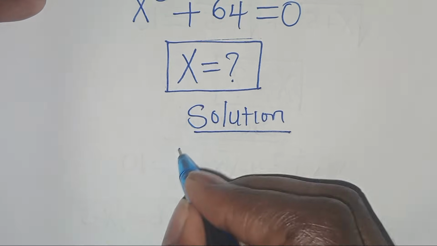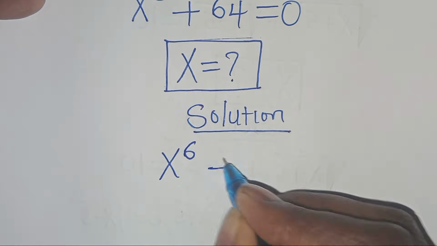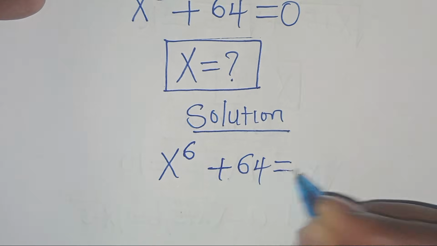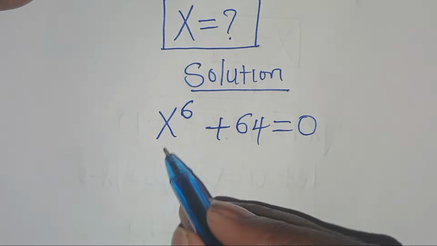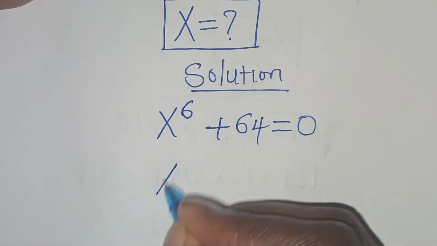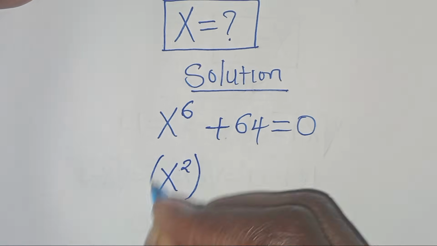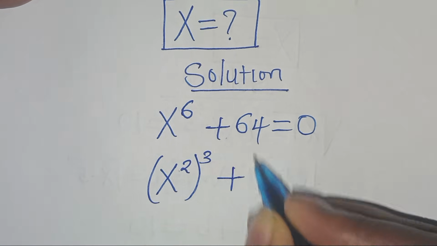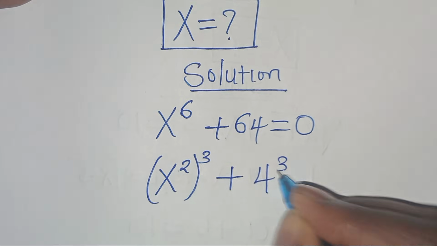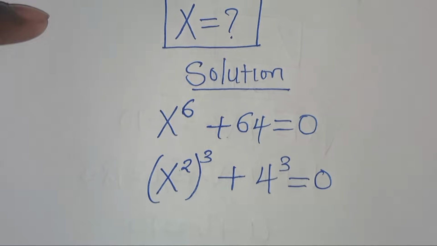Now we have x to the power of 6 plus 64 equal to 0. We can express x to the power of 6 as x to the power of 2 raised to the power of 3, then plus 64, which is 4 to the power of 3, equal to 0.